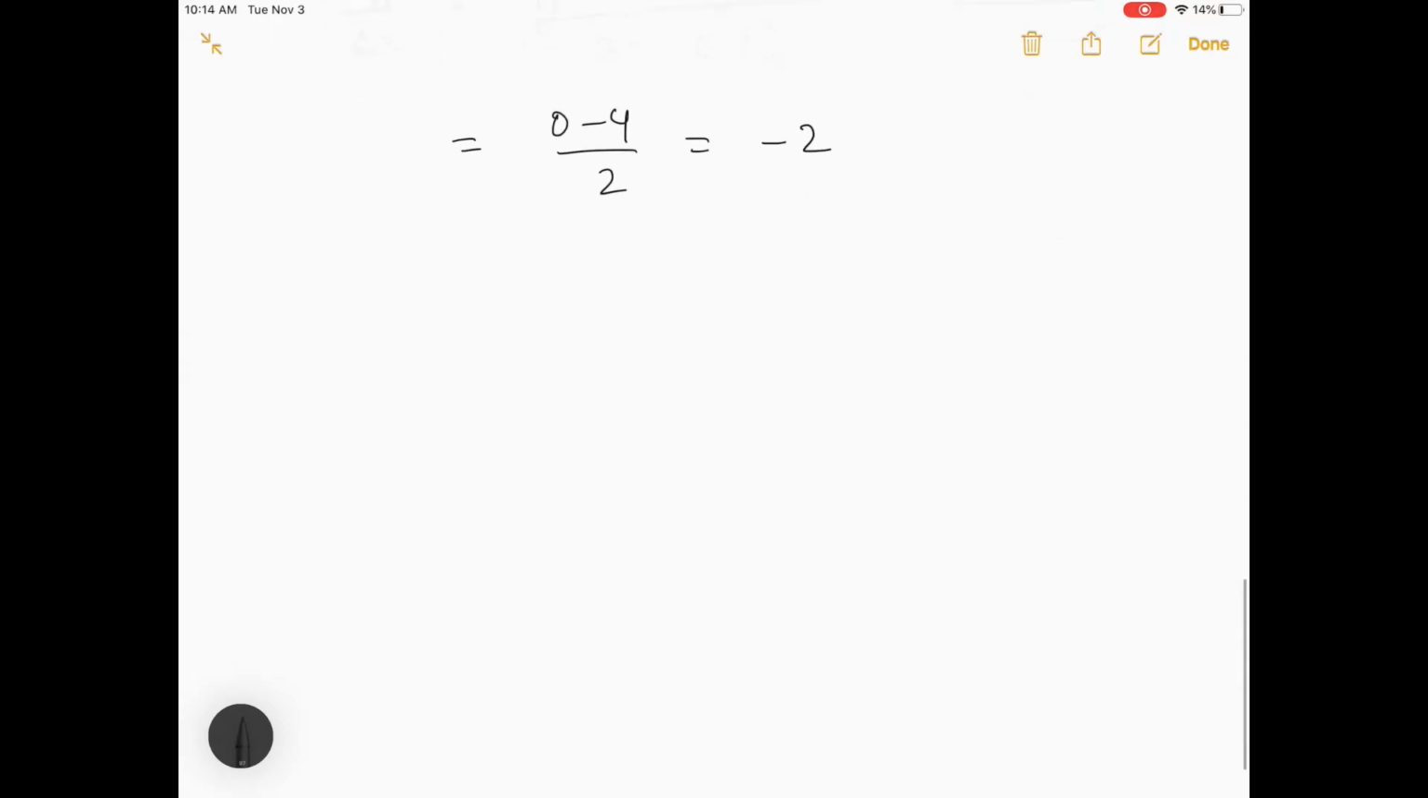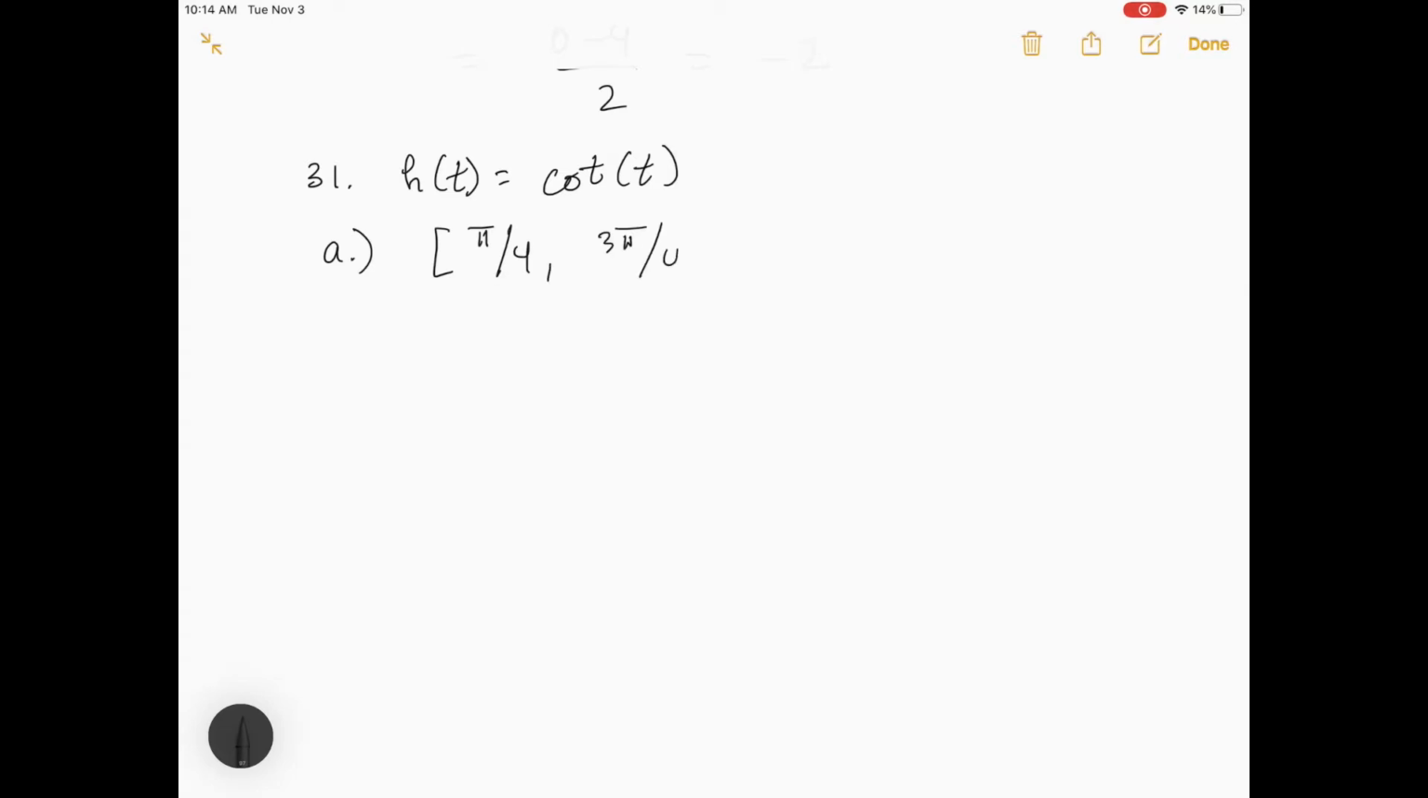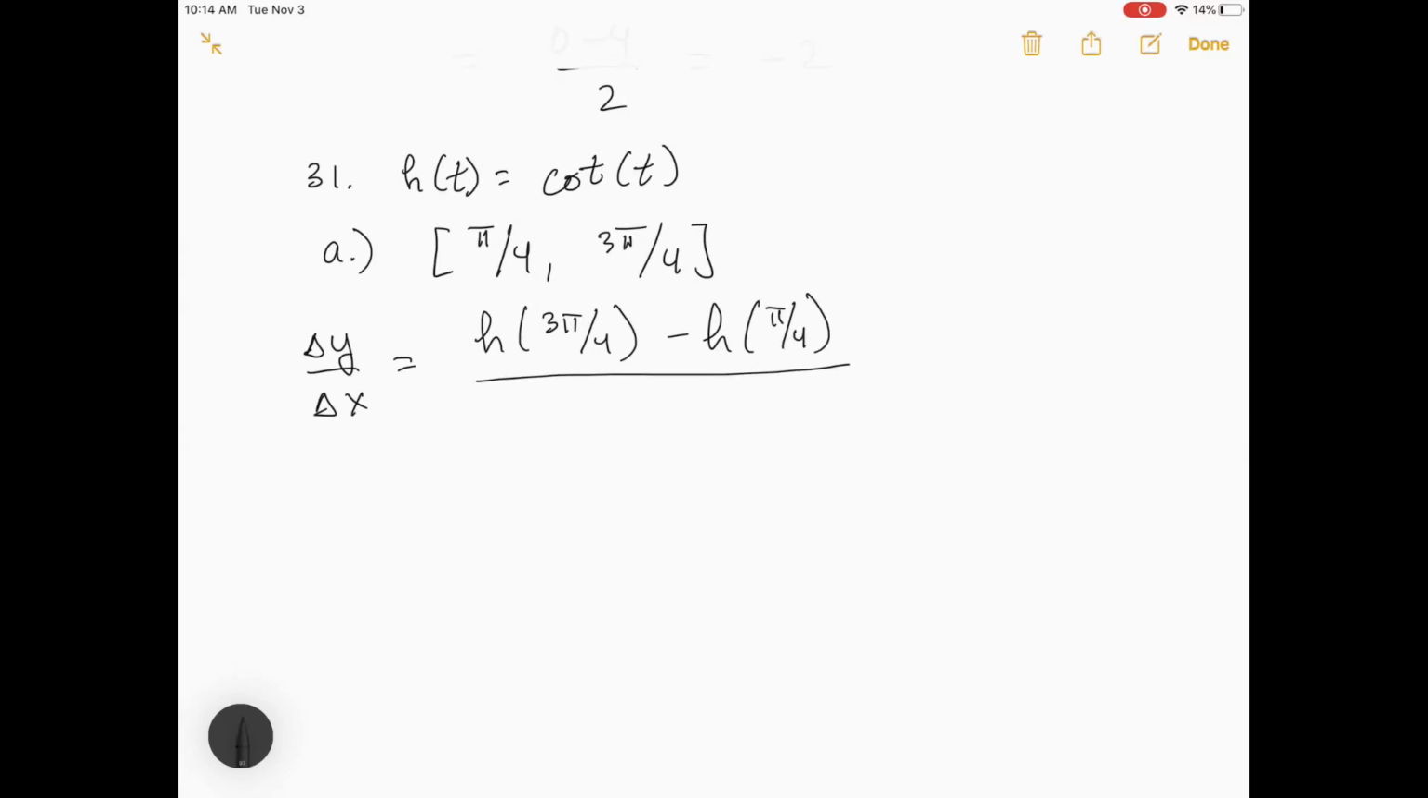Now looking at the next problem, problem number 31. I have h(t) is equal to cotangent t. Part A asks me to find the average rate of change over the interval pi over 4 to 3 pi over 4. Once again, using my formula, delta y over delta x is equal to h(3 pi over 4) minus h(pi over 4) divided by 3 pi over 4 minus pi over 4. Writing out my function, I have cotangent 3 pi over 4 minus cotangent pi over 4 divided by 2 pi over 4.